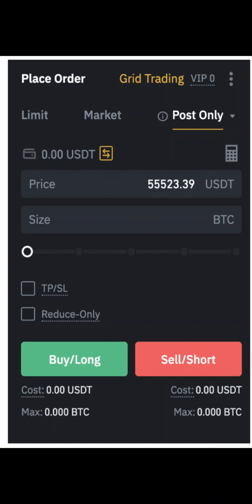Post-only order. What is a post-only order? Post-only orders are added to the order book when you place the order, but they are not executed immediately.